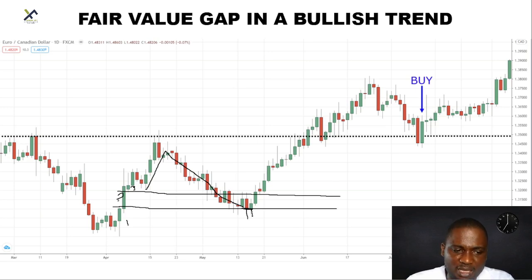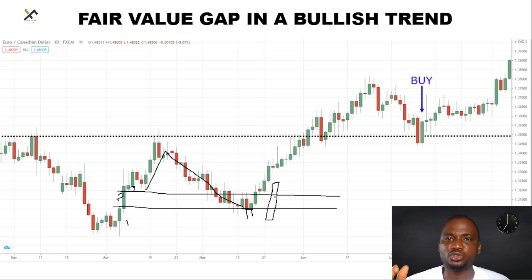In some cases, the market will close inside the fair value gap and the wick will be inside the fair value gap. On that note, the market has also respected the fair value gap. But if the market closes below the fair value gap, the gap is not respected.